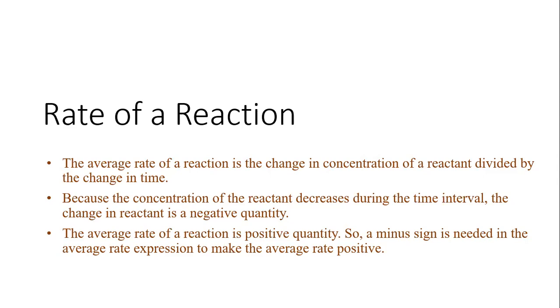So a minus sign is needed in the average rate expression to make the average rate positive. This is because the decrease in reactant is negative. So to express the average rate of reaction, we put a negative sign in front of it because two negatives will make it positive.